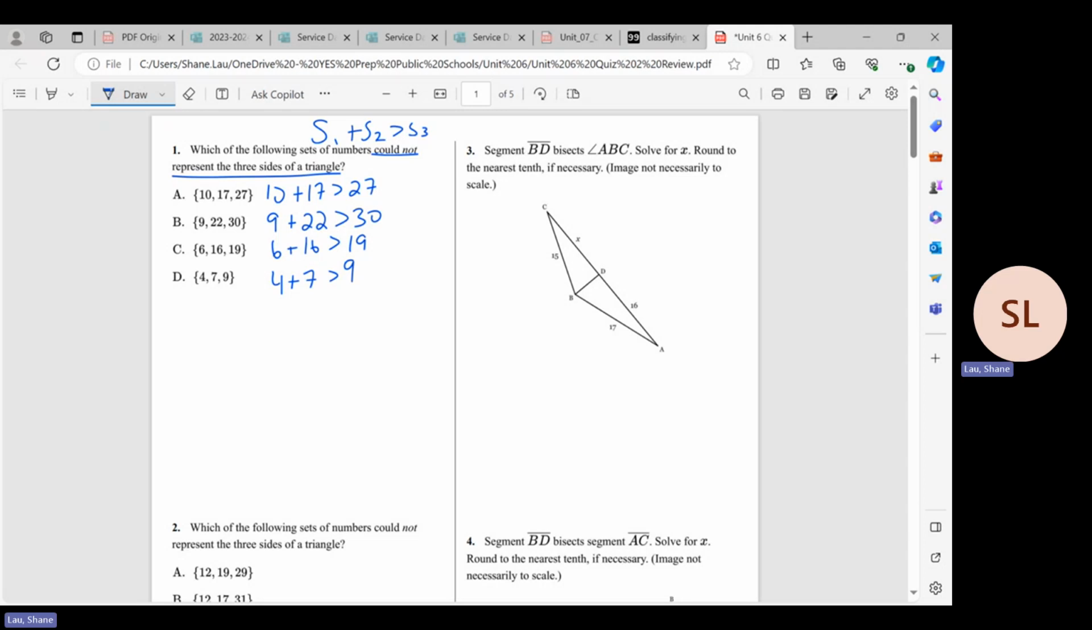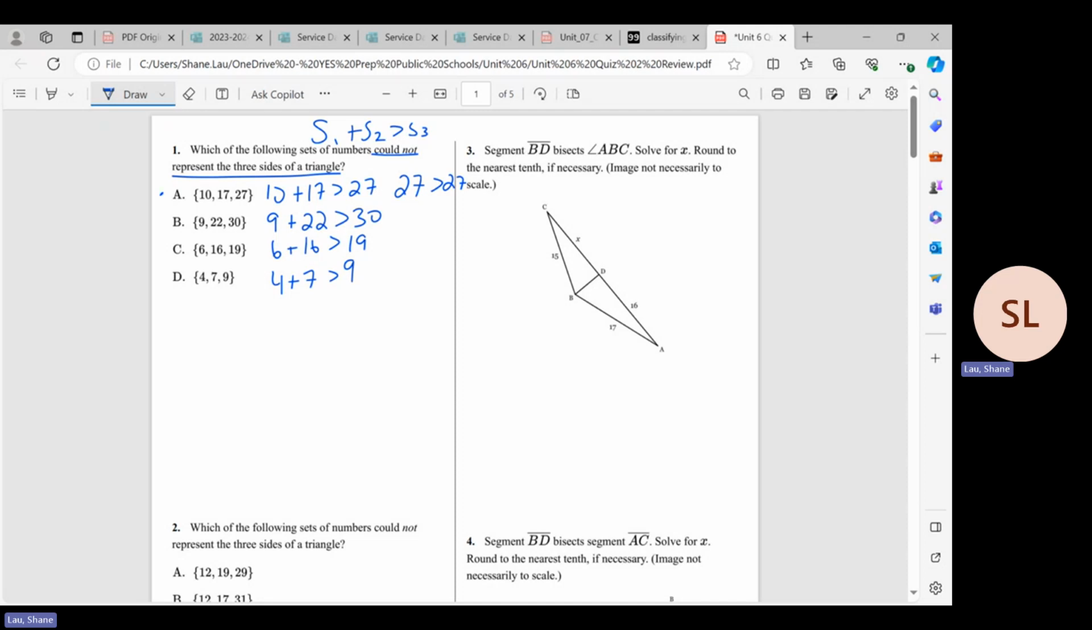Okay, so we'll start from top to bottom. 10 plus 17 is 27. 27 is greater than 27. Or that's even a weird thing to say. Obviously, it's not true. 27 is equal to 27. So it seems that A might be the choice we want to look at.